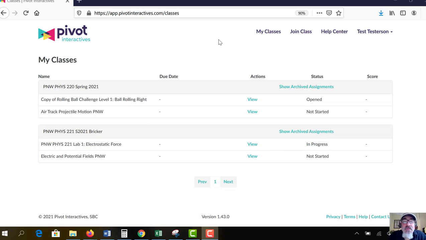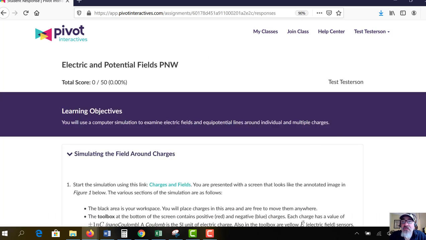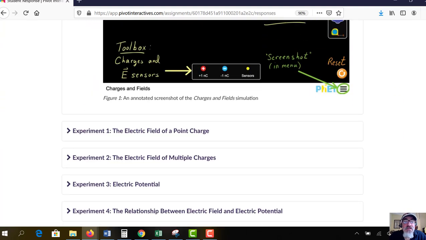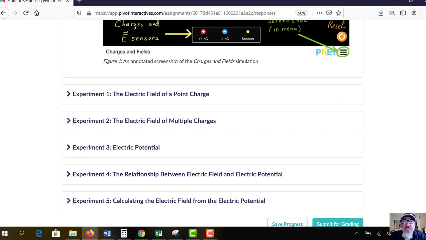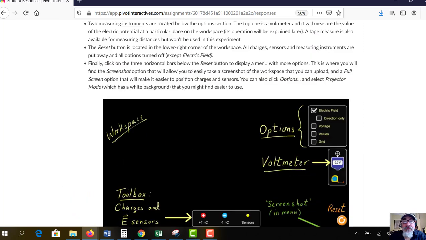So when you log into Pivot, you'll see something similar to this, but not the same because I've got different classes than you. So we're doing electric and potential fields PNW. And let me view it. So this one is 50 points, and there's several different sections as you go through here. Experiment 1 through 5, and I just kind of want to let you see what it looks like and talk a little bit about the notation here.